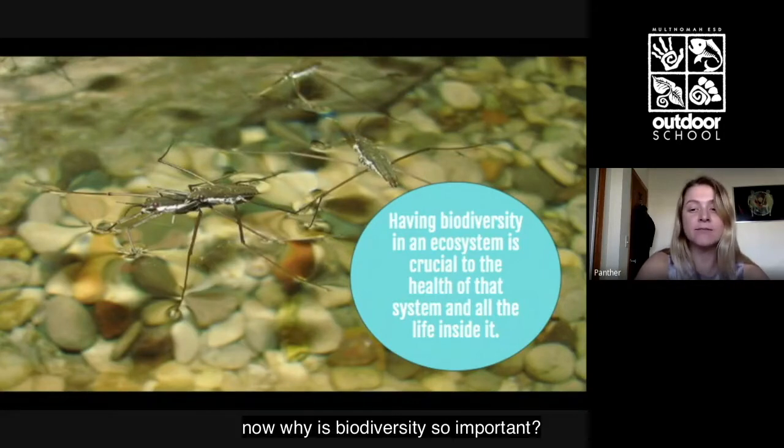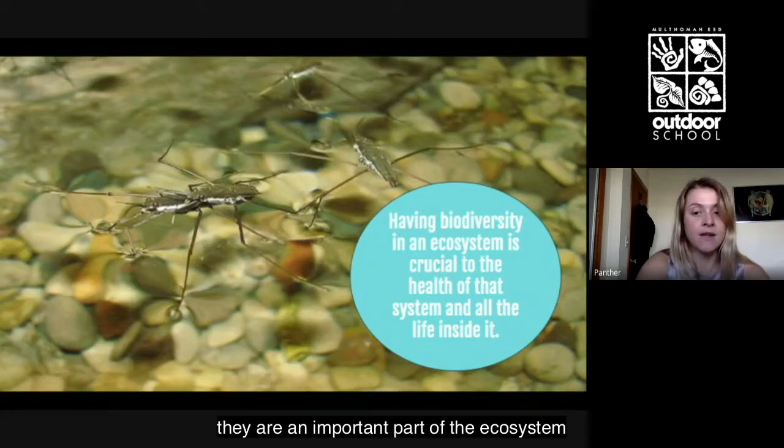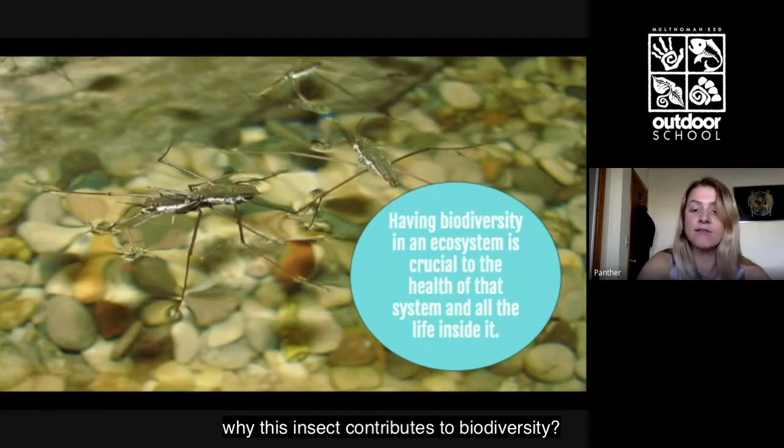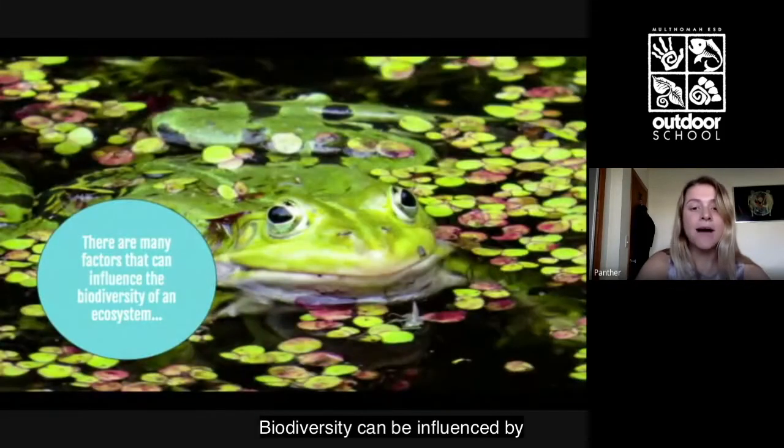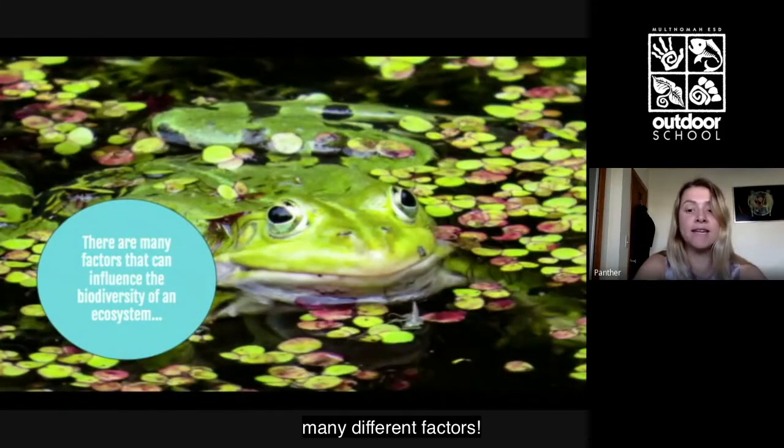Ask yourself, now, why is biodiversity so important? Let's check out the insects in this picture. They are an important part of the ecosystem for more reasons than one. Can you think of one of the reasons why this insect contributes to biodiversity? Biodiversity can be influenced by many different factors. Let's look at a few of these factors together.